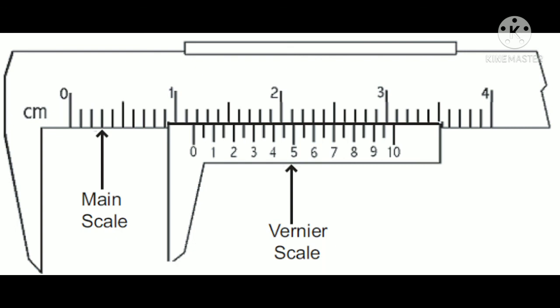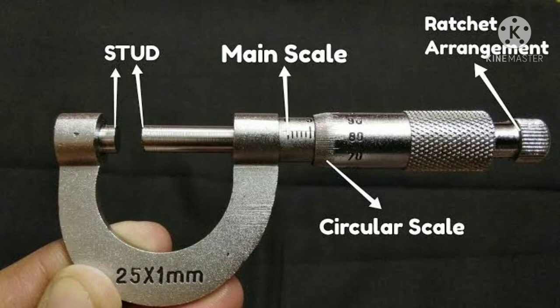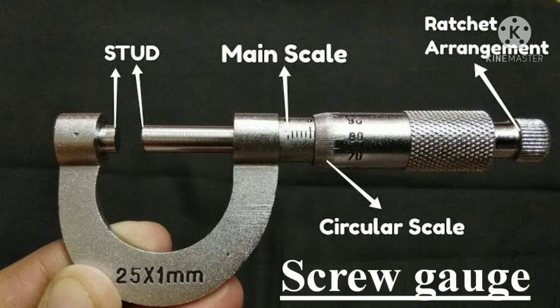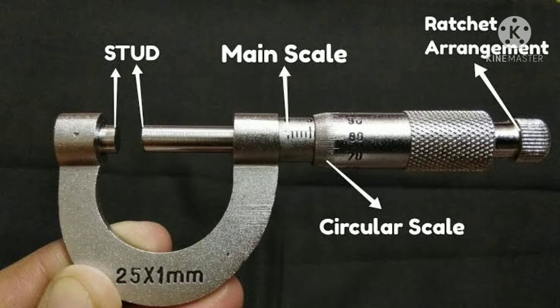This is a screw gauge. Can you see the studs here, and the main scale is there. If we roll the arrangement, a circular scale is also there. Inside the studs, from 0 to 25 millimeter, we can see the measurement of very small objects.